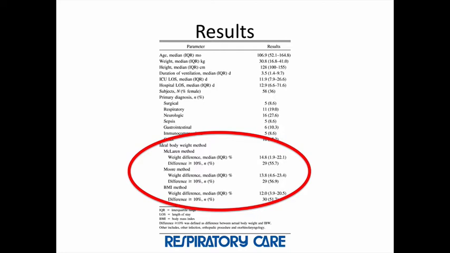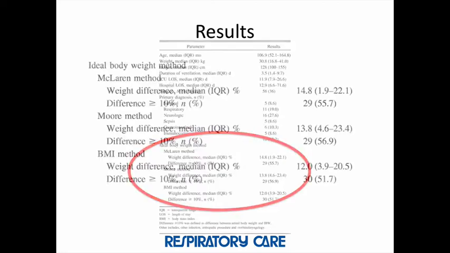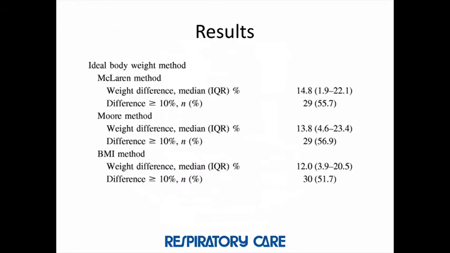And that demonstrates that this is comparing the ideal body weight methods to actual body weight and also to one another. And they report that using that Kruskal-Wallis test, again, that ANOVA test for non-normal data, there was no significant difference between these groups.